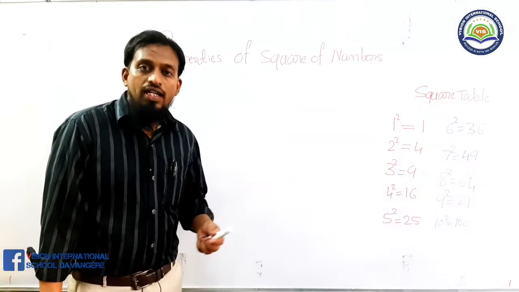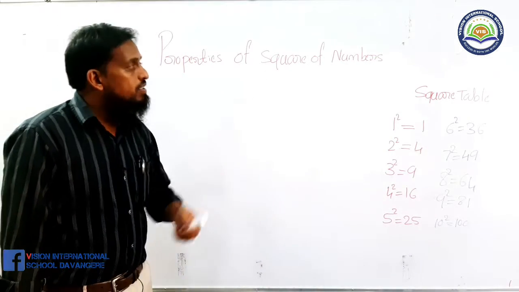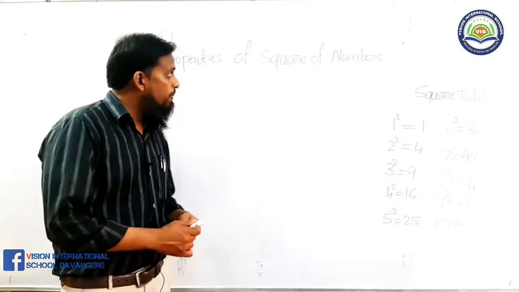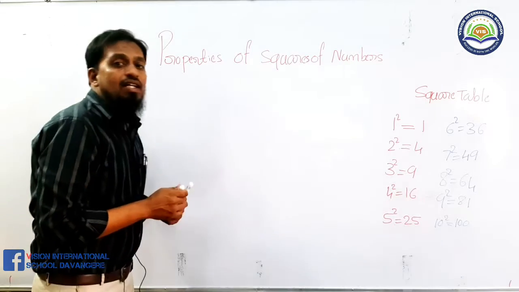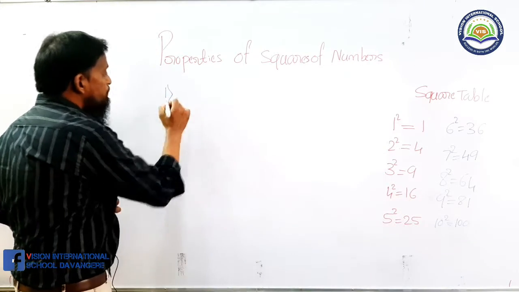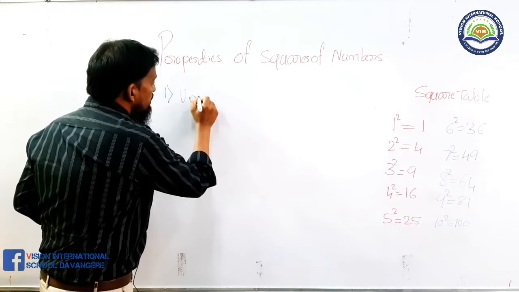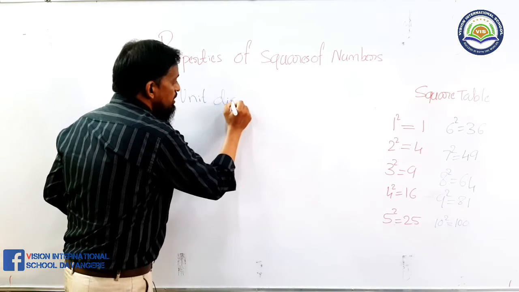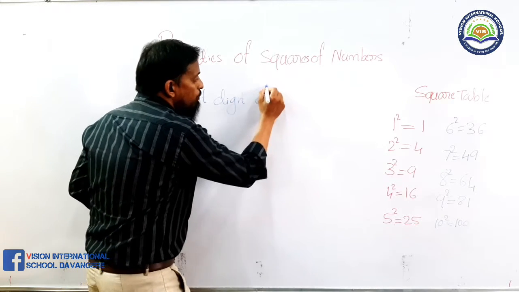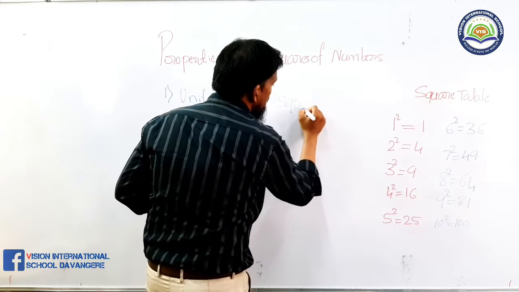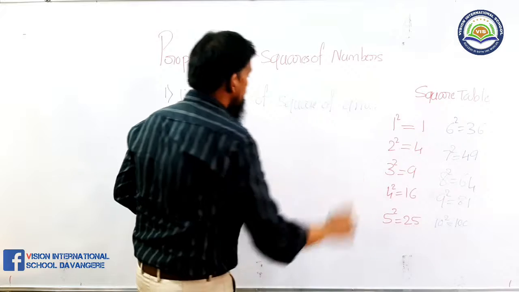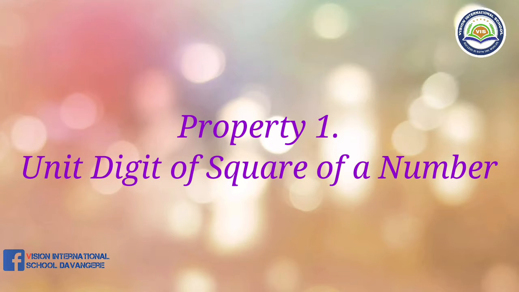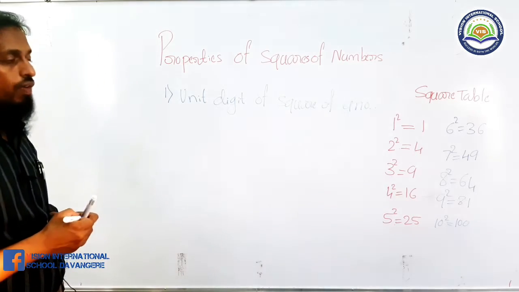After knowing the square table, let us start the properties of squares of numbers. Properties of squares of numbers. Now in that, the first property is unit digit of square of a number. Unit digit of square of a number.